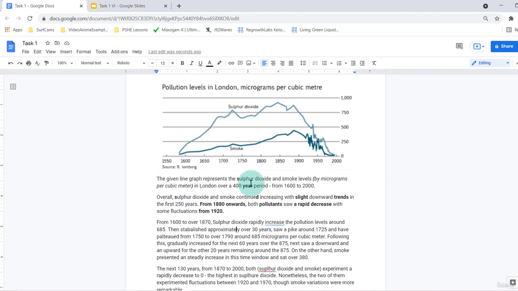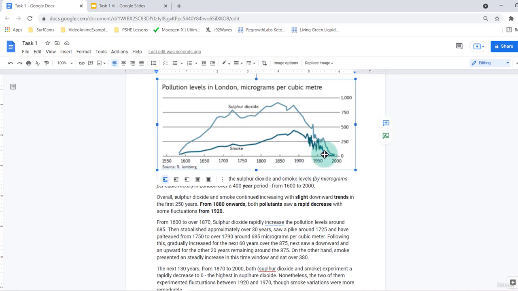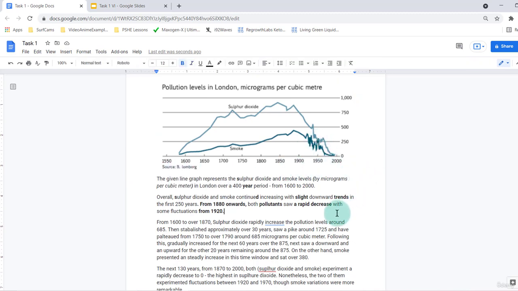Okay, that's good. I think that's a pretty solid overview. It's probably not what I would go for. I would have probably said that sulfur dioxide and smoke follow each other in terms of downwards and upward trends throughout the line graph. I probably would have also said that sulfur dioxide is by far the highest pollutant in the air throughout the time span of the line graph. So they're more overview ideas that I would go for. However, this kind of works for me as well. I think that's pretty good.